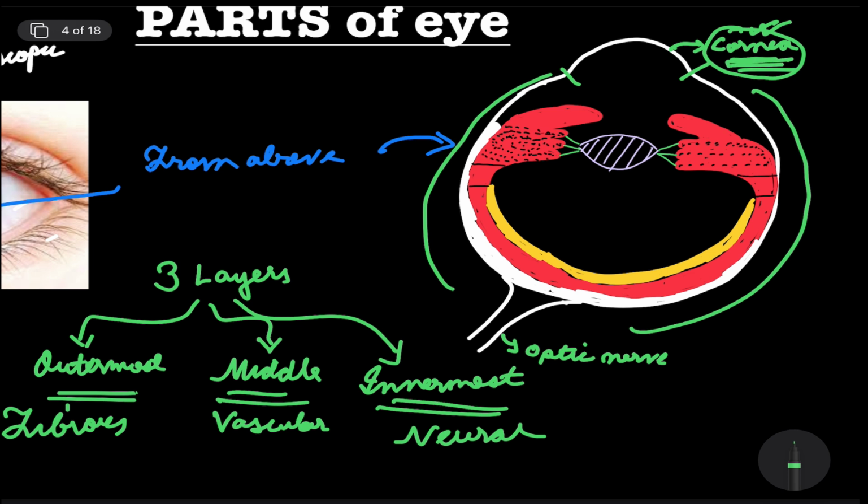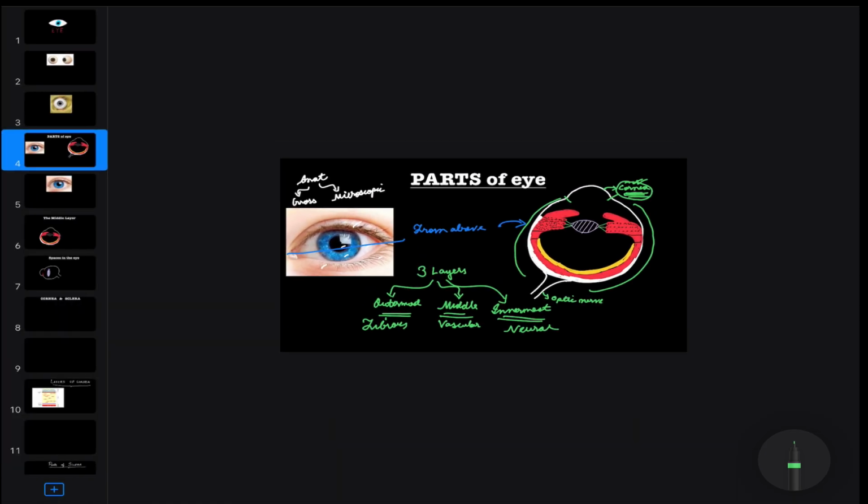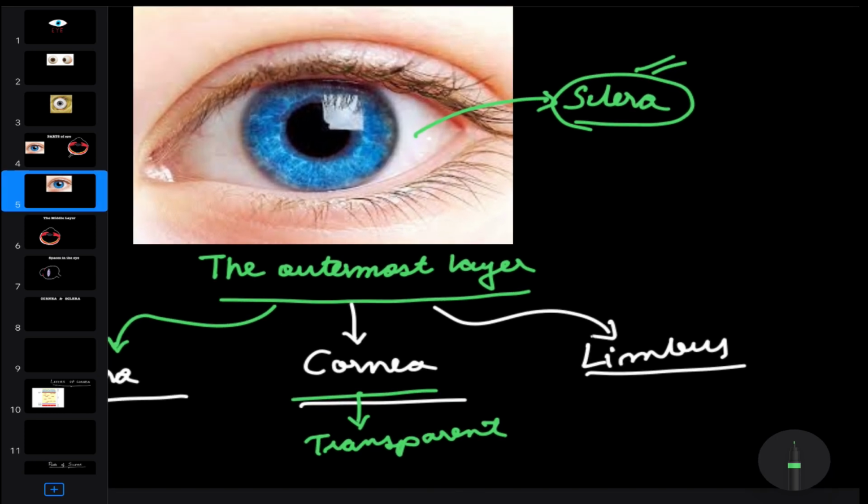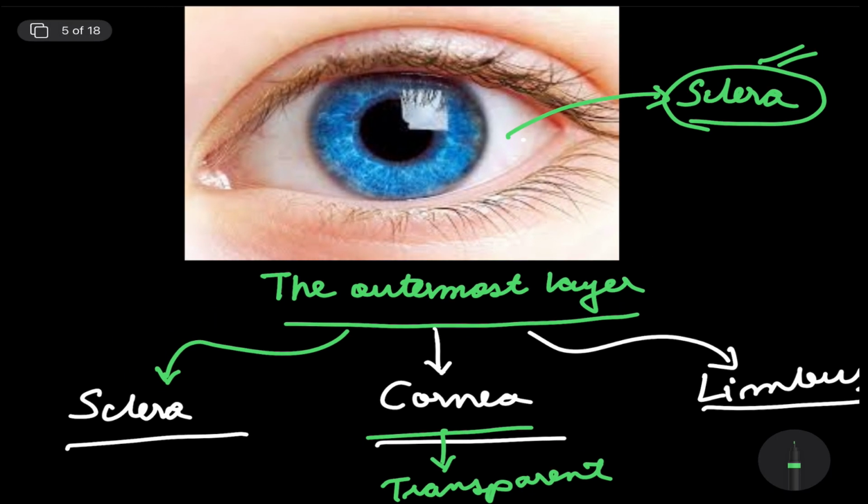So let's go back to this one. See, this entire thing is actually transparent. Sclera becomes transparent in front of this round structure in the eye. As you can see, it is actually transparent. That is actually what we say to be the cornea.